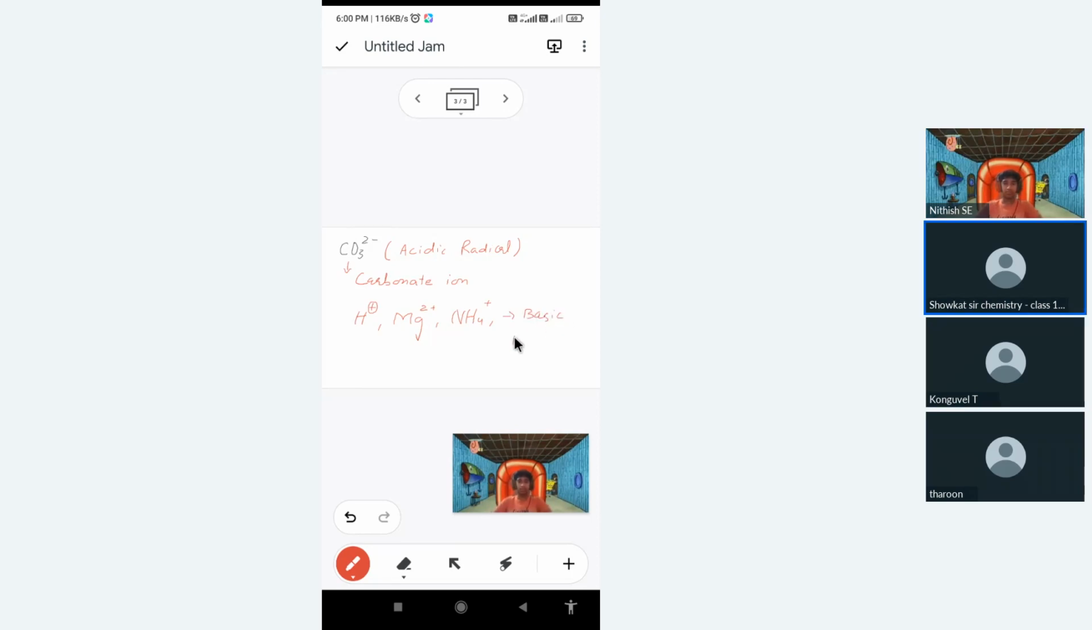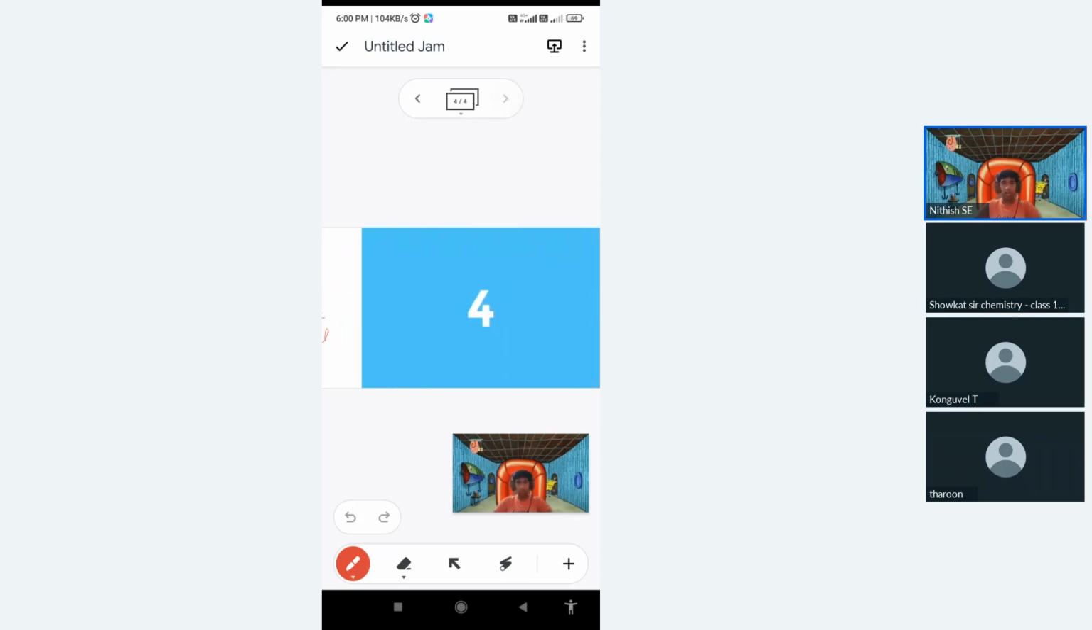Then let's move ahead and let's study what is a chemical equation. Can you tell me what is a chemical equation? When two or more reactants combine to form a product.